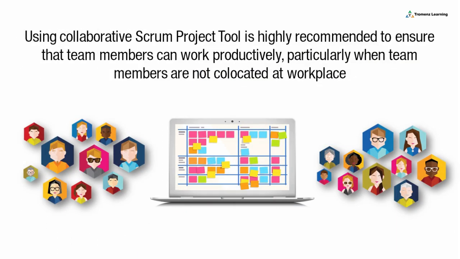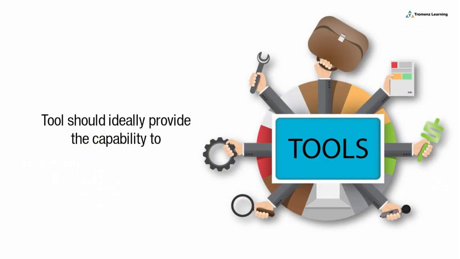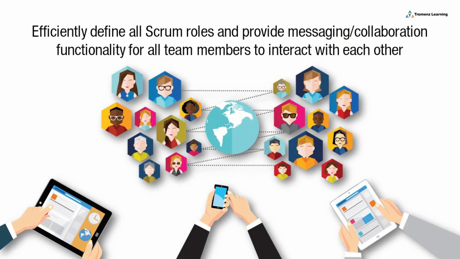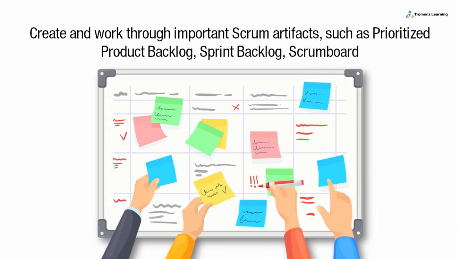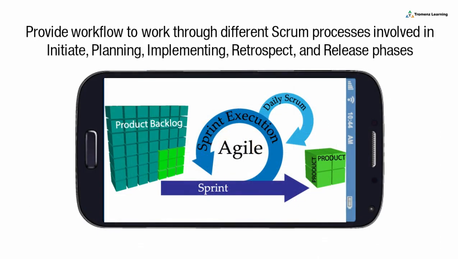Using a collaborative Scrum project tool is highly recommended to ensure that team members can work productively, particularly when team members are not co-located at the workplace. The tool should ideally provide the capability to efficiently define all Scrum roles and provide messaging or collaboration functionality for all team members to interact with each other. Create and work through important Scrum artifacts, such as the prioritized product backlog, sprint backlog, Scrum board, etc. Provide the workflow to work through different Scrum processes involved in the initiate, planning, implementing, retrospect, and release phases.